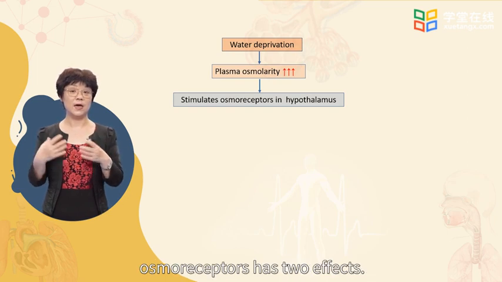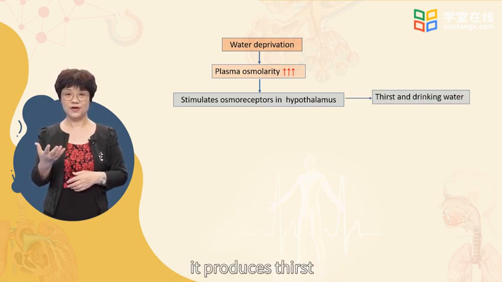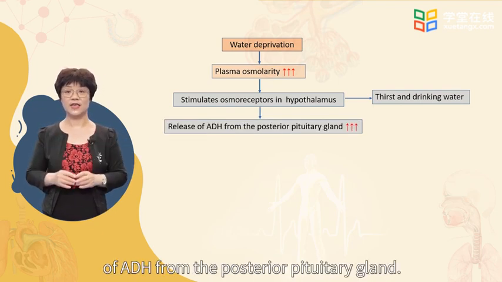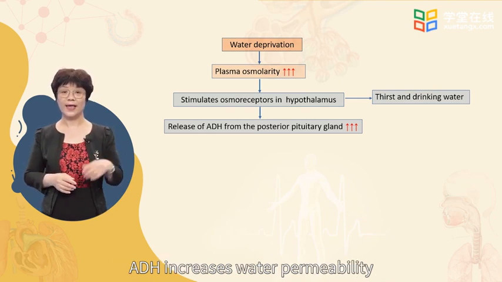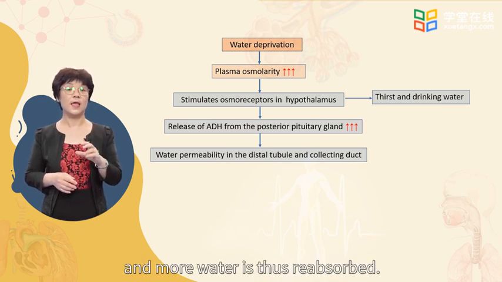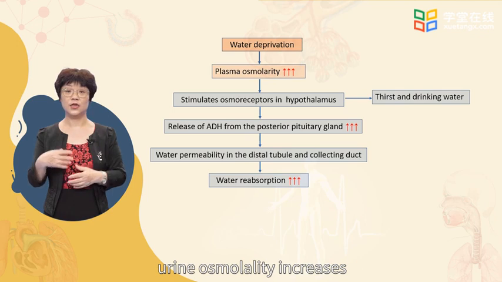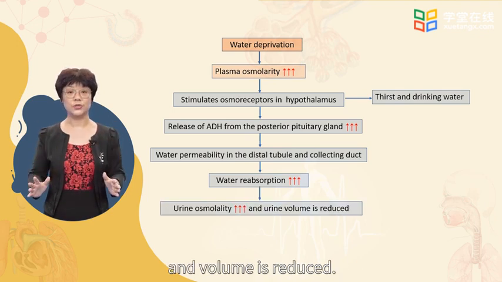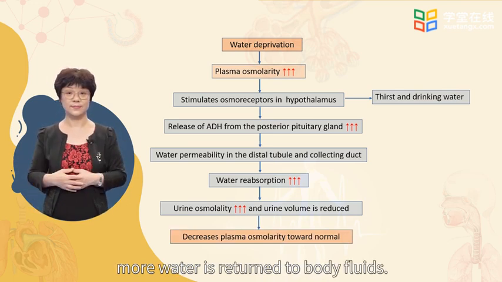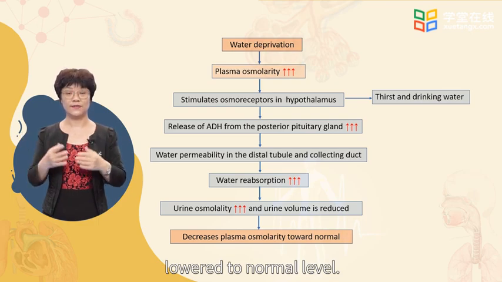Stimulation of the hypothalamic osmoreceptors has two effects. First, it produces thirst and the person seeks to drink. Second, it promotes release of ADH from the posterior pituitary gland. ADH increases water permeability in the distal tubule and collecting duct, and more water is thus reabsorbed. As a result, urine osmolarity increases and the volume is reduced. So increased water reabsorption means more water is returned to body fluids. Plasma osmolarity is therefore lowered to normal levels.